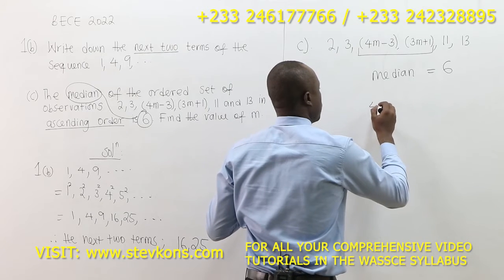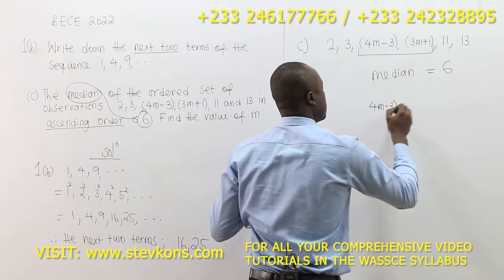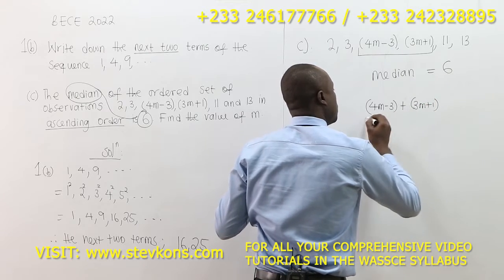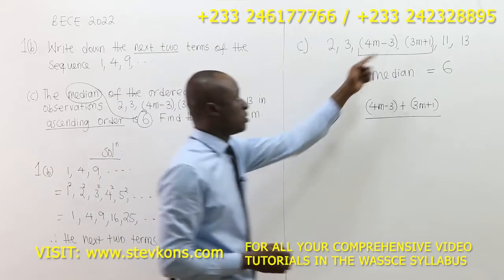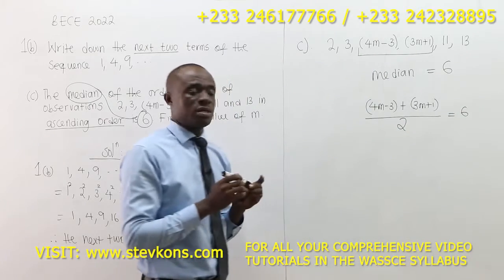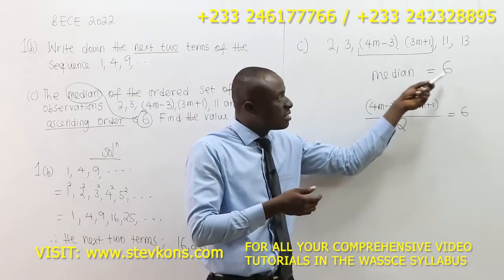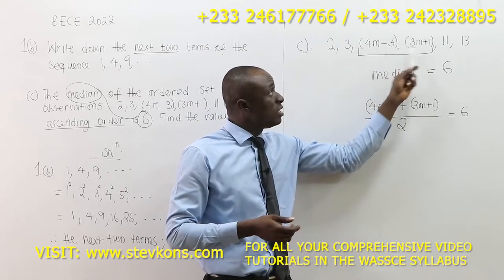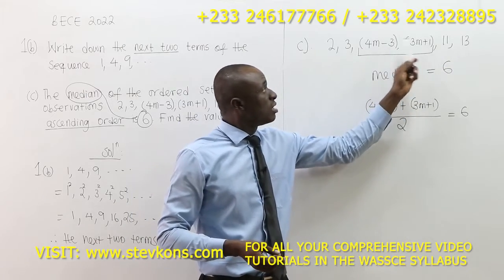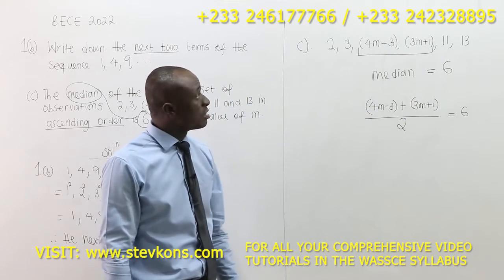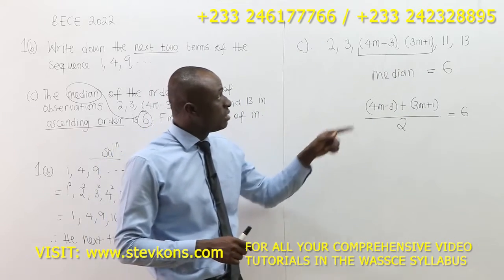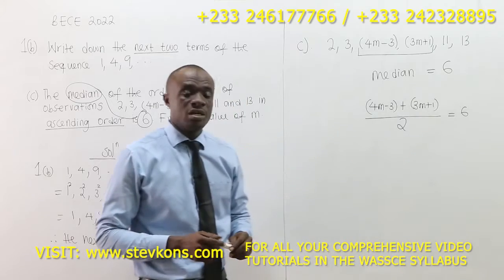So how do you find the mean of that? That is 4m minus 3 plus 3m plus 1, divided by 2, and this is equal to 6. We have been given that the median is 6, so find the mean of the middle terms. You see here 1, 2, 1, 2, so this is the middle. That is 4m minus 3 and 3m plus 1. That is the middle, so we find the mean, divided by 2, and this is equal to 6.